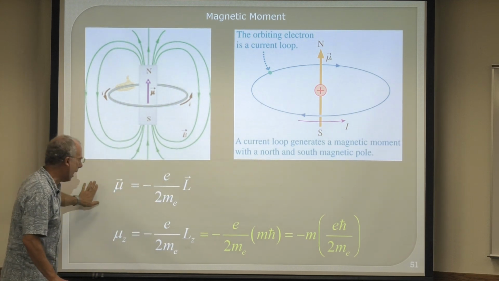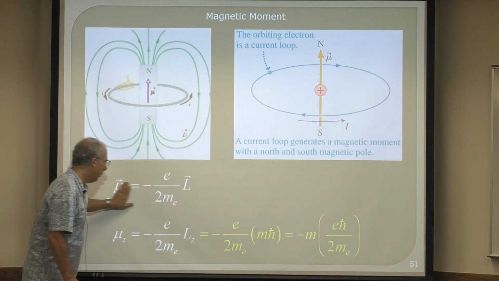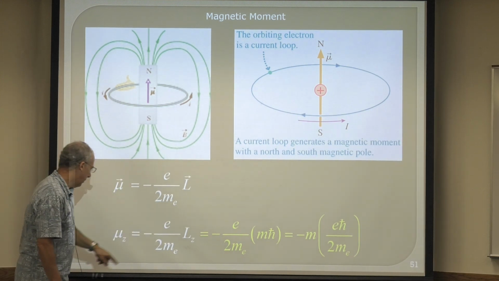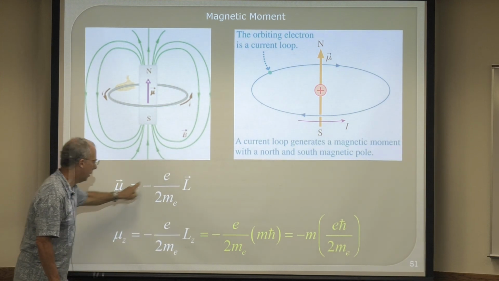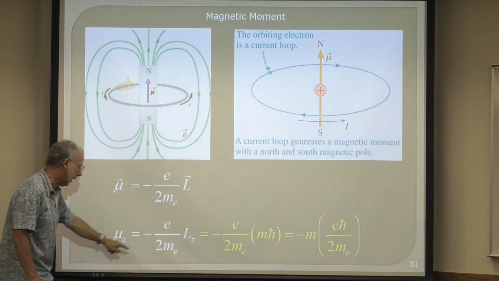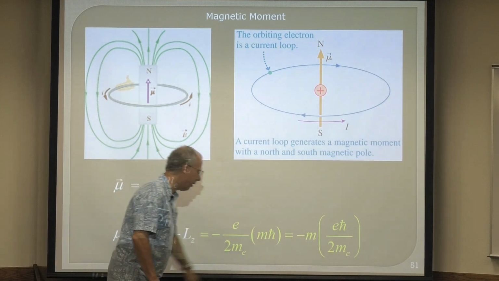You don't have to worry about how this came about. It's not the important thing. But here's the formula. This is the vector, and this is the z component, so it has an L sub z. And then you substitute L sub z, you put an m h bar.